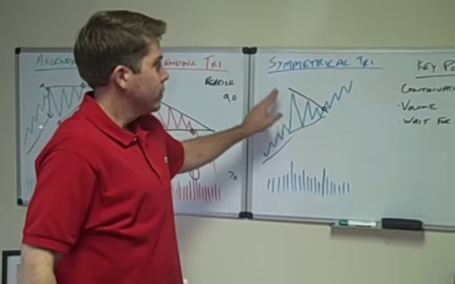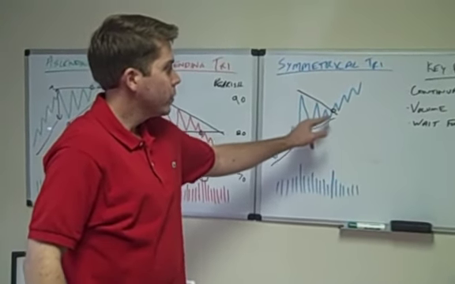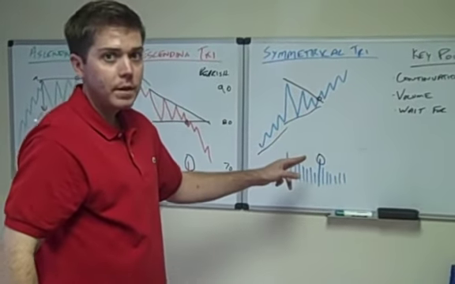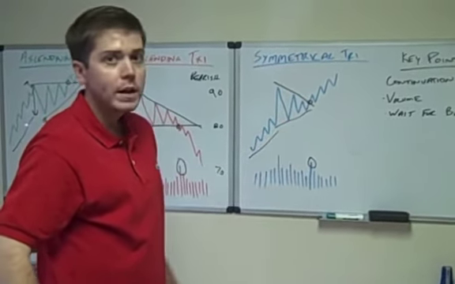So our symmetrical triangle, we've got the downtrend going into the uptrend. You want to wait for this break right here. You want to wait for the spike in volume. Ensure that that spike in volume is there, because that is what confirms the breakout action.